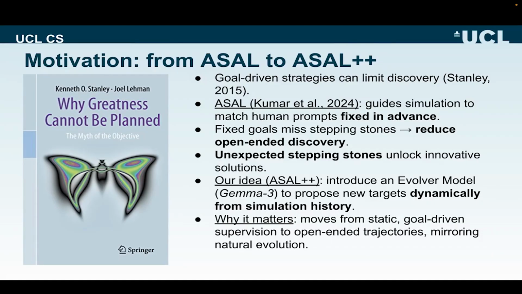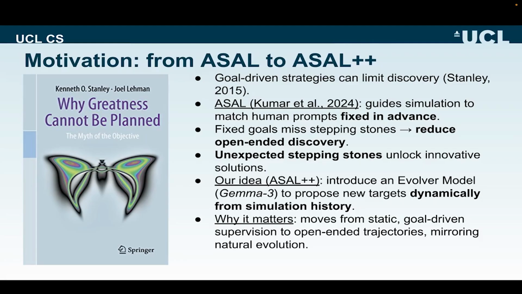So while ASAL is a fantastic tool, we felt there was an opportunity to make it more open-ended. In the original method, all the target prompts are fixed in advance by a human. This predefined objective can limit the potential for true discovery. The theory here, inspired by researchers like Kenneth Stanley, is that fixed goals can cause you to miss unexpected stepping stones: intermediate discoveries that might unlock completely new and more complex possibilities you never would have planned.